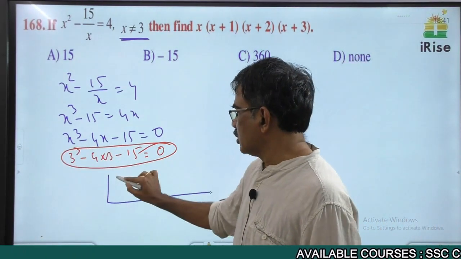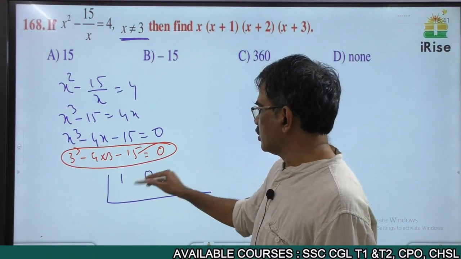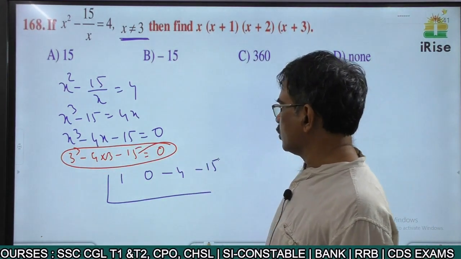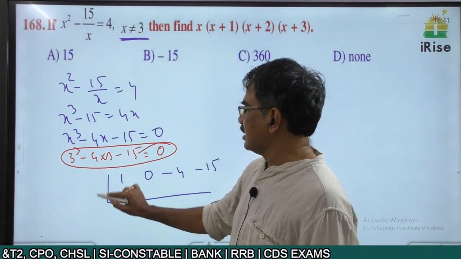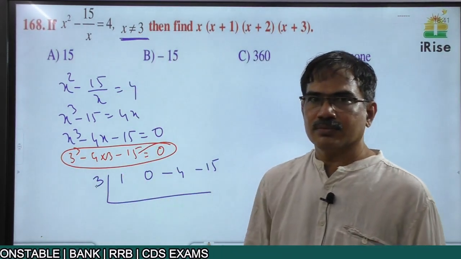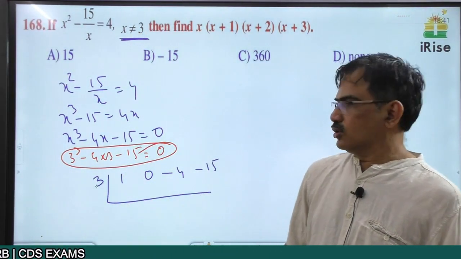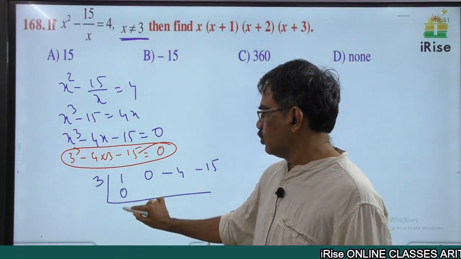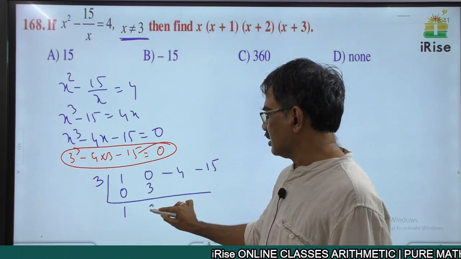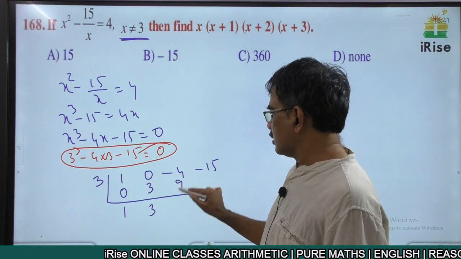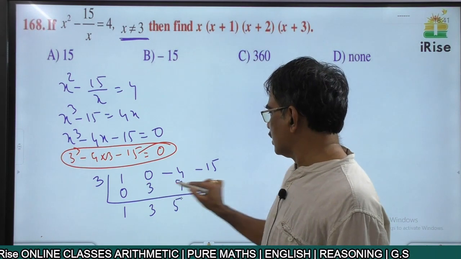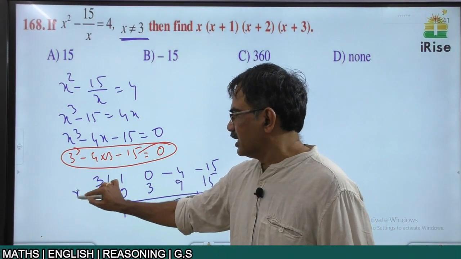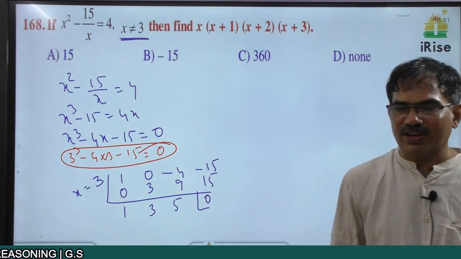The x cube coefficient is 1, x square coefficient is 0, x coefficient is minus 4, and the constant is minus 15. These are the coefficients. One factor is 3, so I want to divide by 3. A cubic equation divided by a linear factor gives a second degree equation. 0, 1, 1 into 3 is 3, 3 into 3 is 9. Add these two, we get 5, 5 into 3 is 15. If we add, we get 0. That means x is equal to 3, so x minus 3 is a factor.